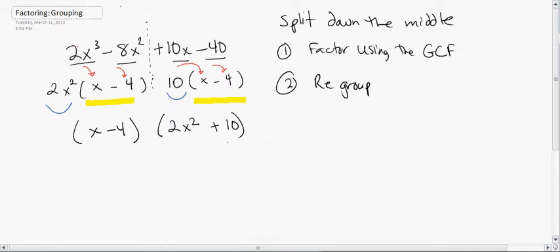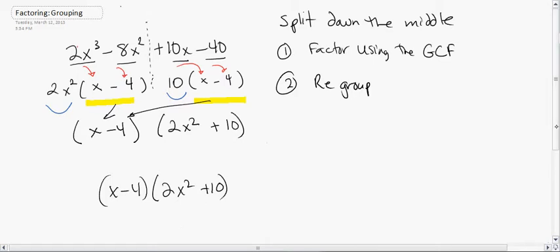So what I've done is I've divided out an x minus 4 from both sides of my polynomial and then regrouped what was left, the 2x squared and the positive 10. And that's my answer. x minus 4 is one factor times 2x squared plus 10, the second factor. So not too bad. You split it down the middle, factor using the greatest common factor on both sides, and then regroup.